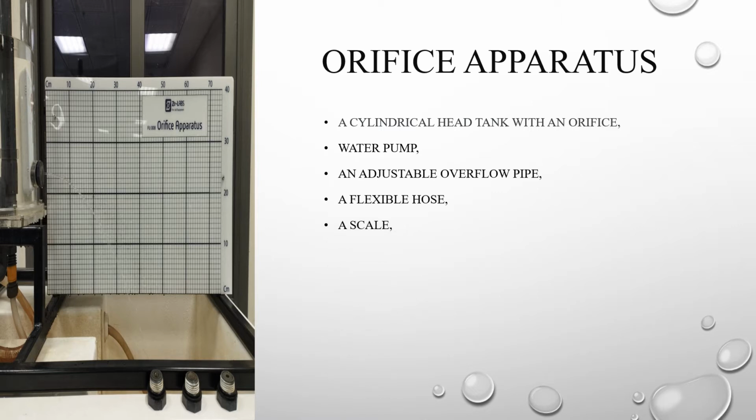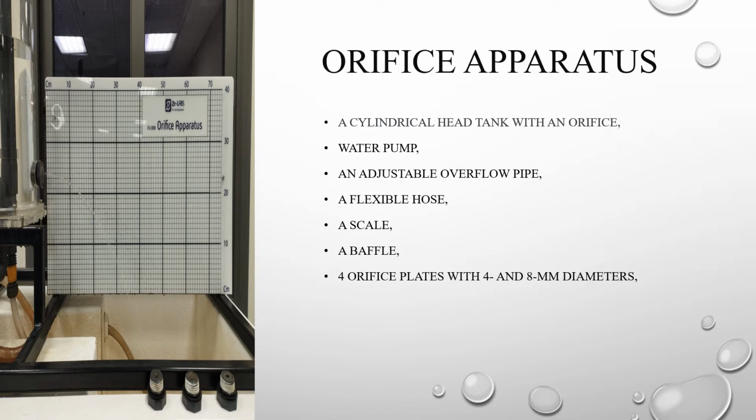A scale attached to the head tank indicates the water level. A baffle at the base of the head tank promotes smooth flow conditions inside the tank behind the orifice plate. There are 4 orifice plates with 4 and 8 mm diameters for each orifice.